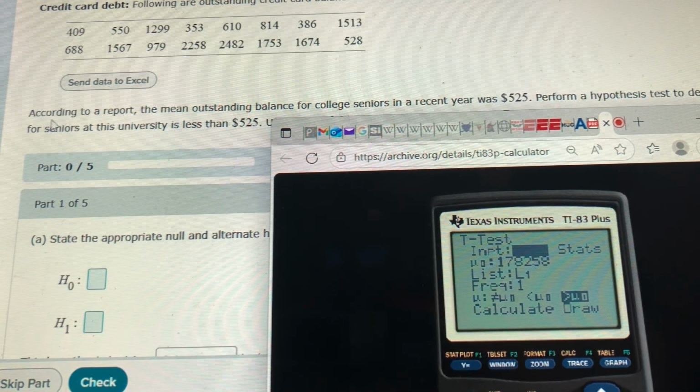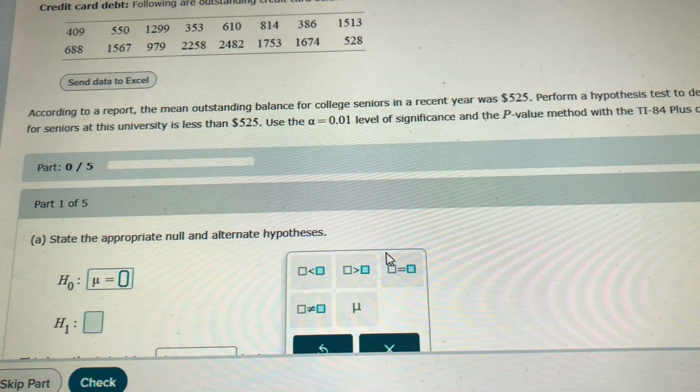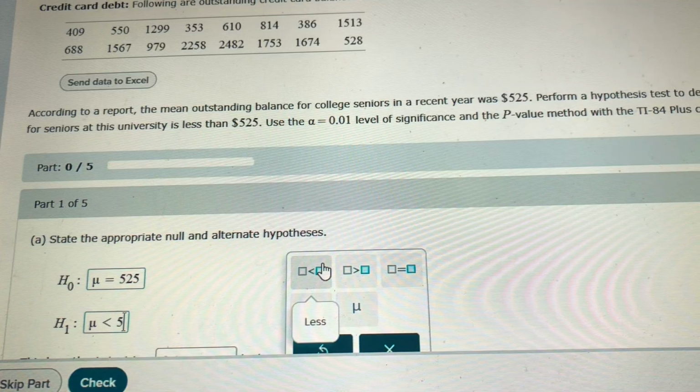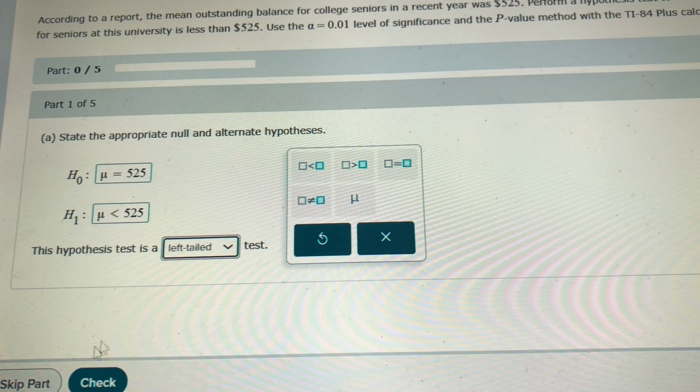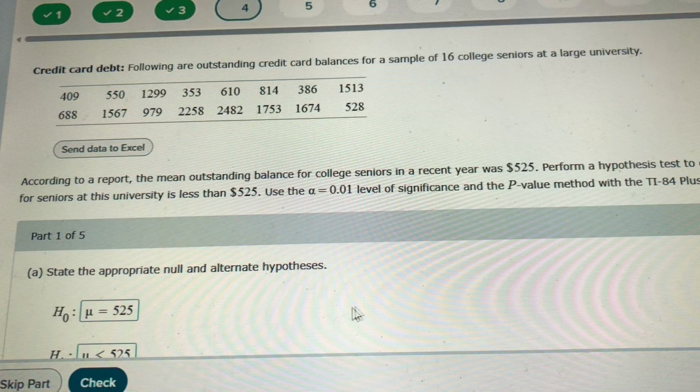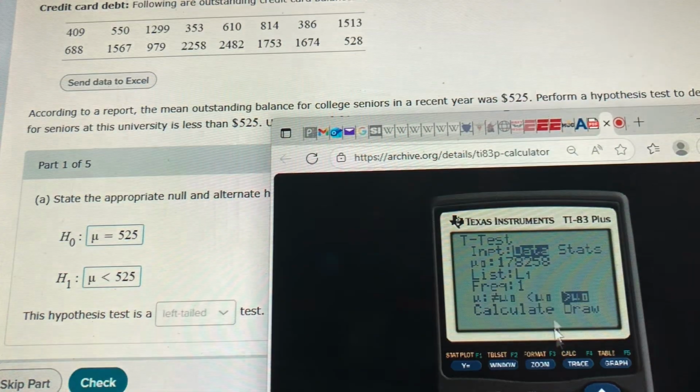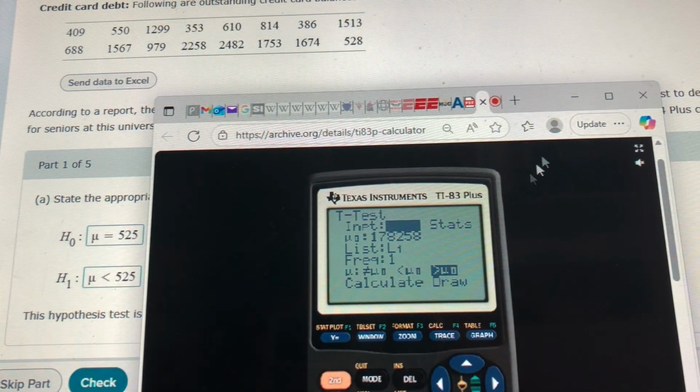That's this part here. It says, according to the report, the mean outstanding balance for college seniors in a recent year was 525. So the mean was 525. That's the null. We want to see if it's less than 525 in the alternate. And less than is a left-tailed test. So then if we did the critical values, we'd get a negative answer only. So in data, you still have to tell your calculator the null is 525. So come down here to mu0, and mu0 is 525.